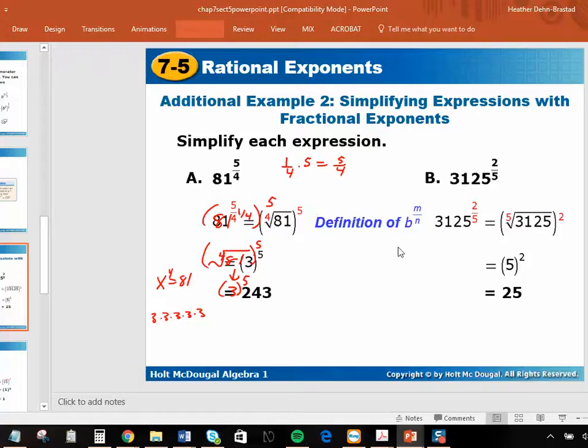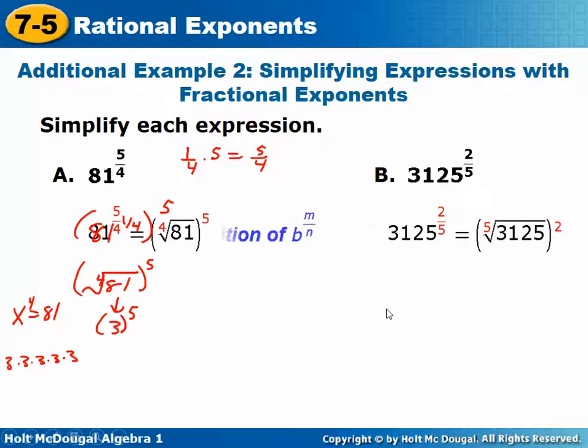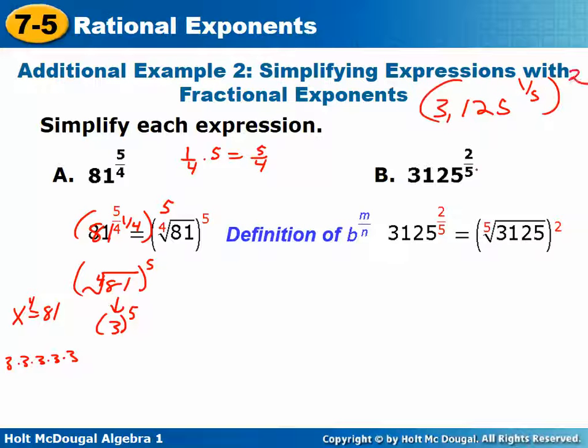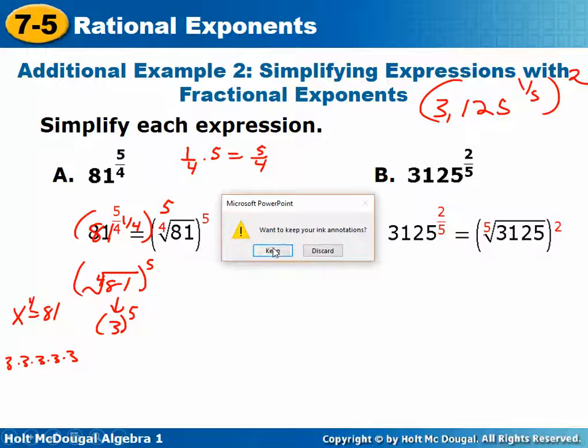The next problem is 3,125 to the 2/5 power. But that is the same as 3,125 to the 1/5 power, and then square that whole thing. So we need to find the 5th root of 3,125. Let me show you how I would do that with that calculator.